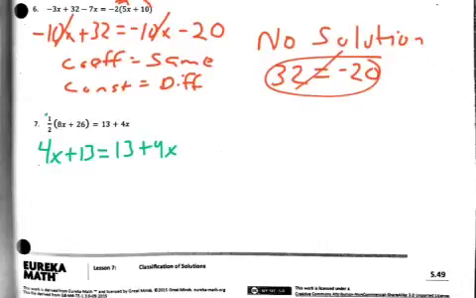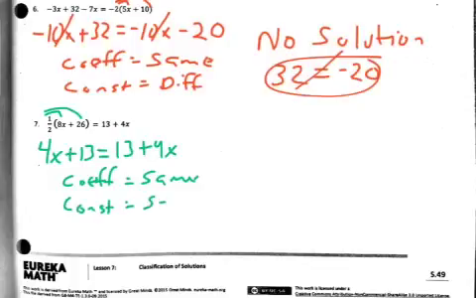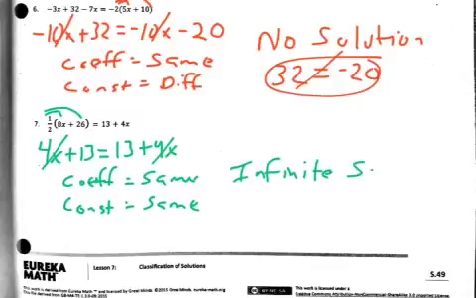Okay, after simplifying, after doing my Angry Birds, 1/2 times 8 is 4x, 1/2 times 26 is 13, so I get 4x plus 13. Coefficients, well, they're both 4, so they are the same. My constants, 13 and 13, they are also the same. So again, because my coefficients are the same, they're going to be gone. That leaves me with 13 equals 13, which is a true statement. Therefore, I get infinite solutions. So 13 equals 13. Okay?